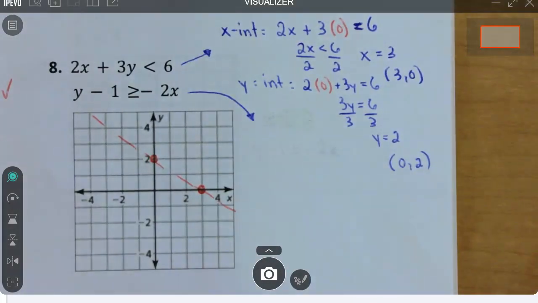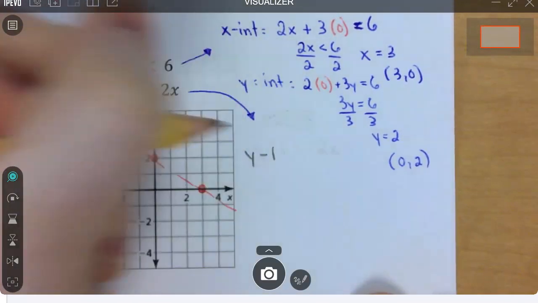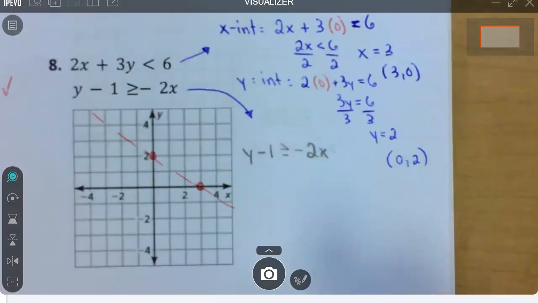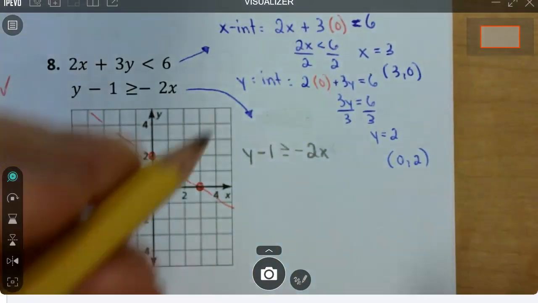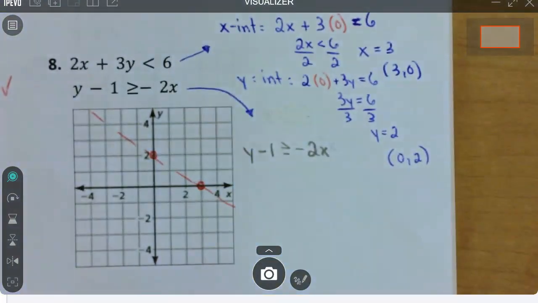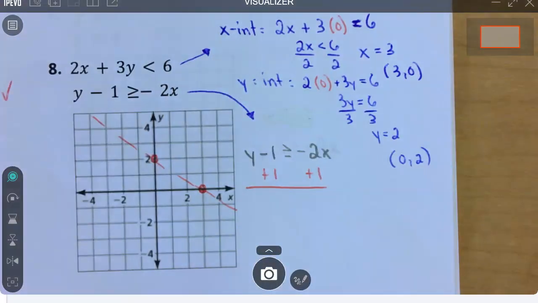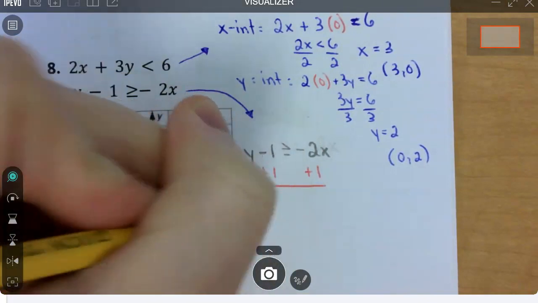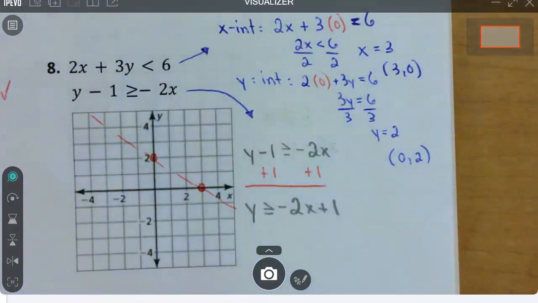But now we get to the second inequality. And so I'm going to rewrite it down here. Y minus 1 greater than or equal to negative 2x. And it looks a little weird because it's not in y equals mx plus b or standard form. But I can easily add 1 to each side of the inequality. And now what I'm left with is y is greater than or equal to negative 2x plus 1. And now there's my slope-intercept form that I'm used to.